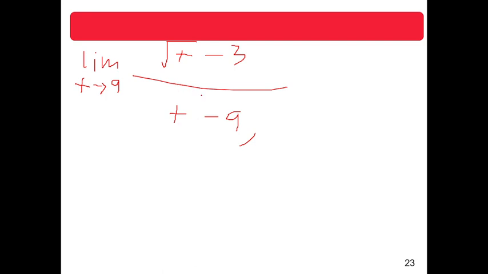So if you're going to find it, you could simply conjugate this function by multiplying the numerator and denominator by the value of your numerator, but with a different operation, right? So you have square root of t, instead of subtraction, that will become addition, plus 3 all over square root of t plus 3.